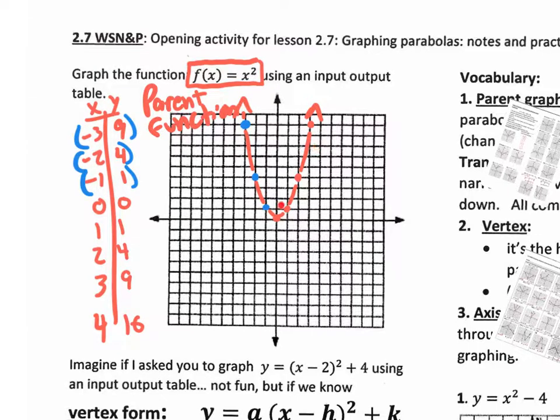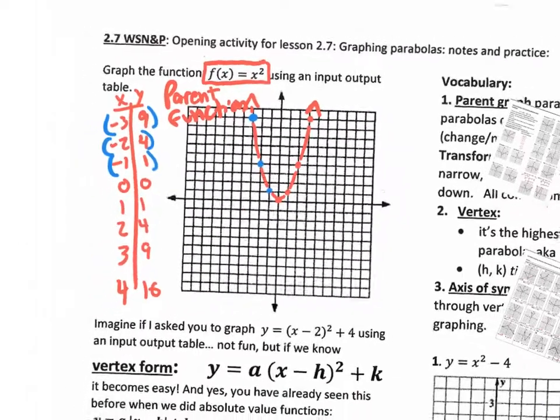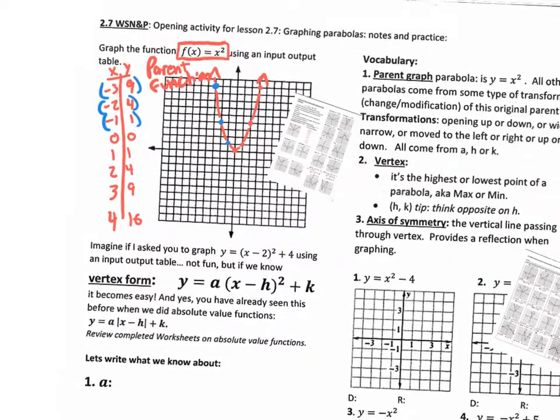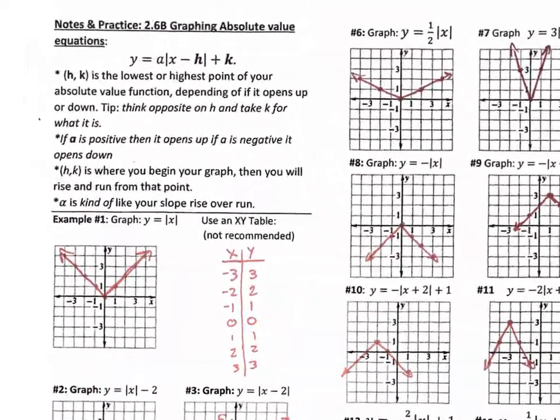Maybe instead of opening up, maybe it opens down, which we'll later call a reflection on the x-axis. Or maybe instead of having the vertex, the lowest point at 0, 0, maybe it gets shifted 5 units down and the parabola is down here. Or maybe it gets shifted this way and the parabola is over here on the side. So all the parabolas in this section are going to look like this, but it's just going to undergo some type of transformation.